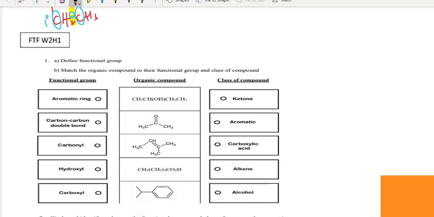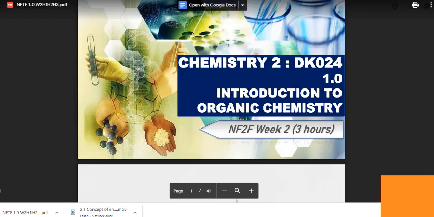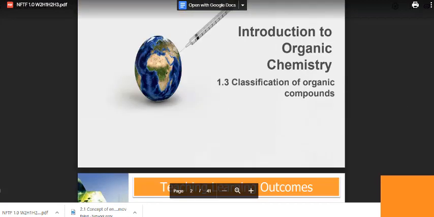So how will you know the class of compound and functional group? So you have to refer to the notes given. Okay, so this is the notes that already provided.